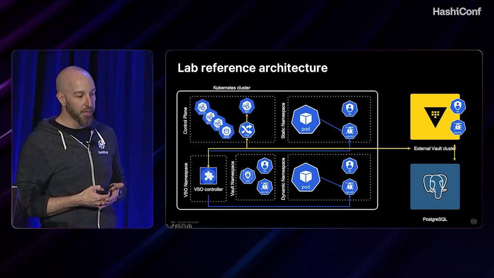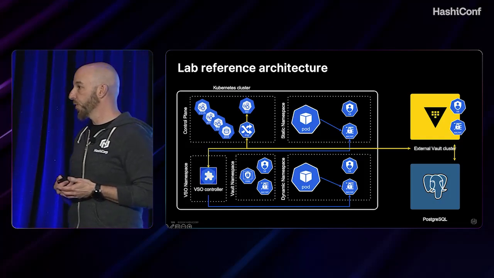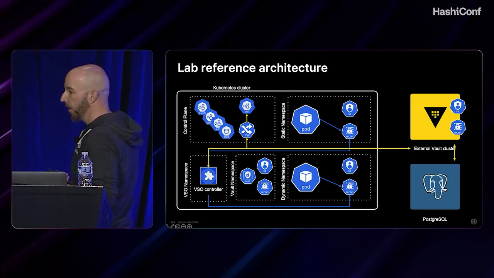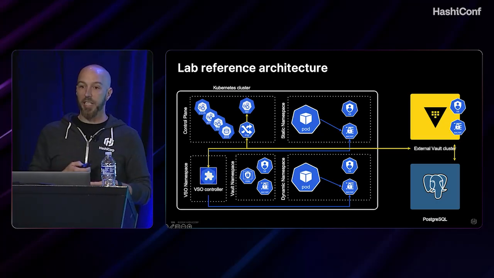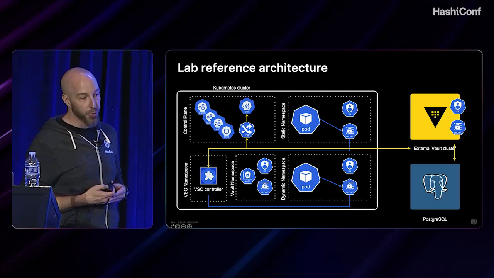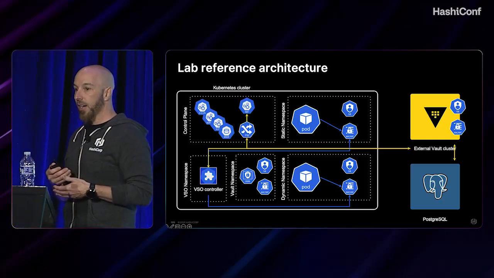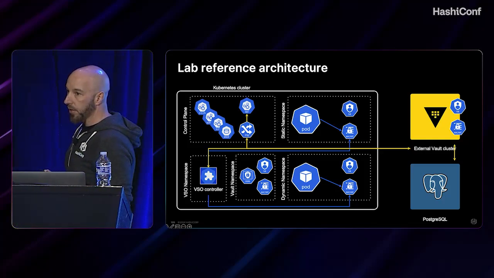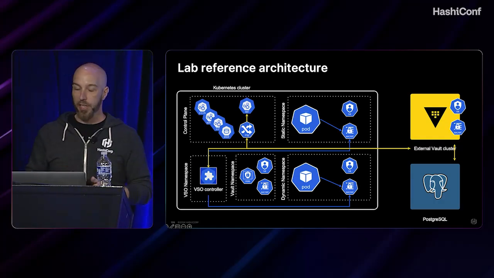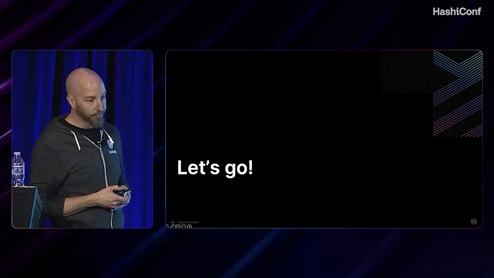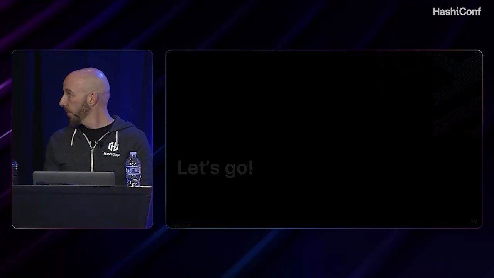We're going to deploy an instance of Postgres and configure the database secrets engine, which, if you're interested in dynamic secrets, is an easy one to get started with. And then we're going to configure the Vault Secrets Operator to connect to Vault. Vault will then generate the role in Postgres, and VSO will write it to the Kubernetes secret. So with that, let's switch over to the demo.